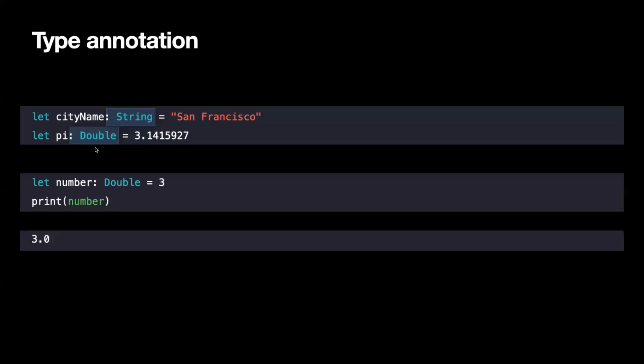Even in this example, if number is double and I'm assigning an integer value to it, that's okay. Because it says, okay, yes, this is a double, and whether you put a decimal in it or not, it can be assigned to this variable. All right.